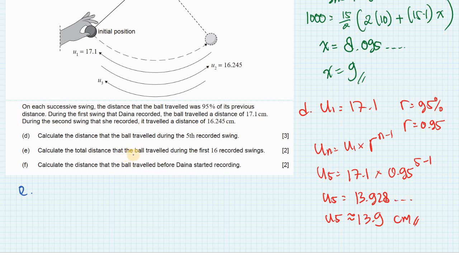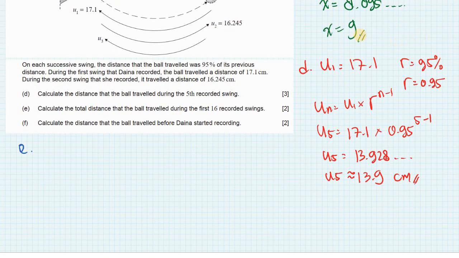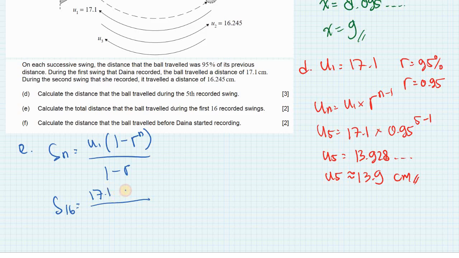Question E, I'll do it here. Calculate the total distance that the ball traveled during the first 16 recorded swings. We still have the same data, but now we need to find the total distance for 16 swings. So Sn is the total. I will write the formula first. Once again, you can find the formula in the formula booklet. Sn is equal to u1 times 1 minus r to the power of n, divided by 1 minus r. So S16 is equal to 17.1 times 1 minus 0.95 to the power of 16, divided by 1 minus 0.95.